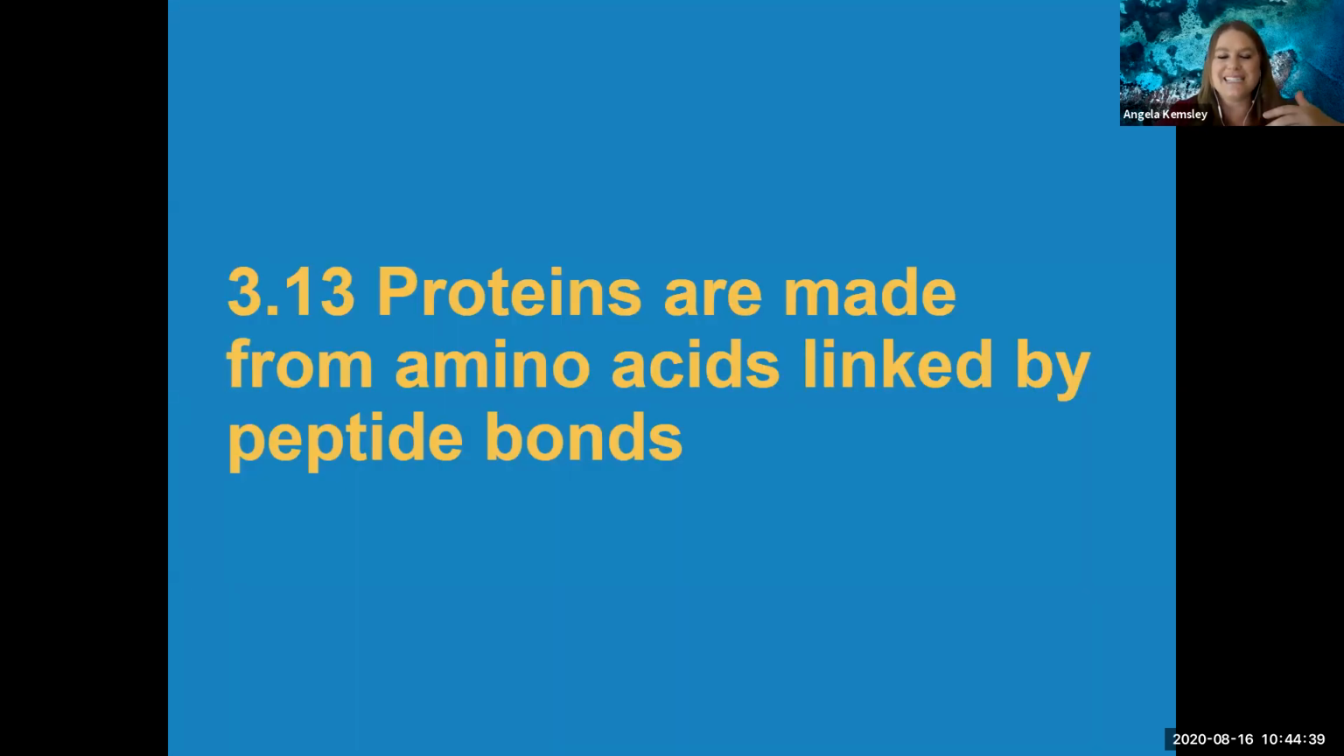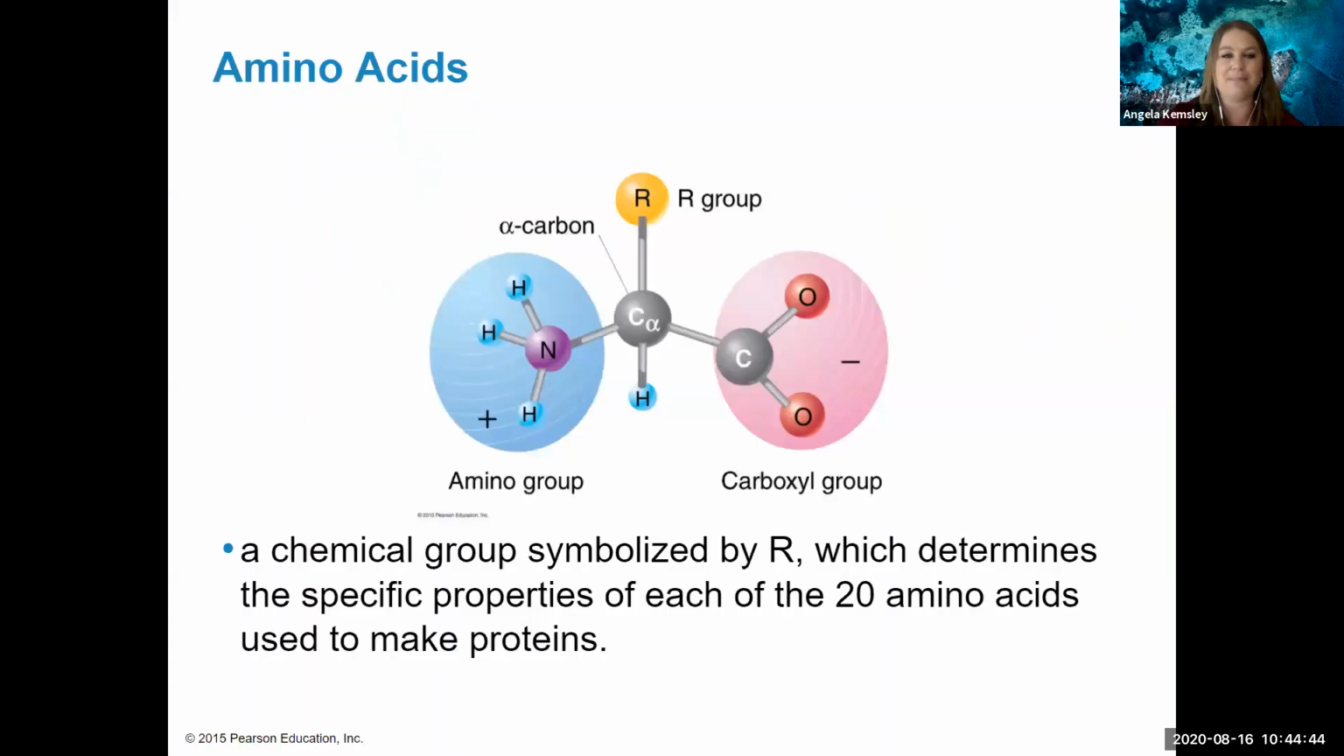So again, proteins are made from those 20 amino acids that are linked together by peptide bonds. So here's an amino acid. We're going to talk about amino acids briefly here. Amino acids are made up of a chemical group, which we symbolize by R. So take a look at this yellow dot. This is the R group. And amino acids are basically going to be an amino group. Remember, we talked about those functional groups and how they're important and they're going to keep coming up. Get your cheat sheet out.